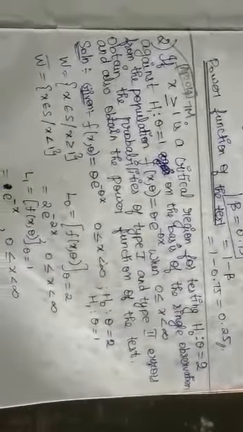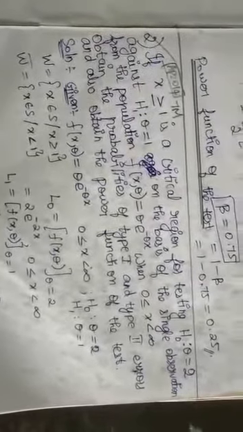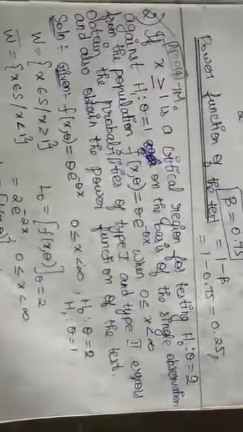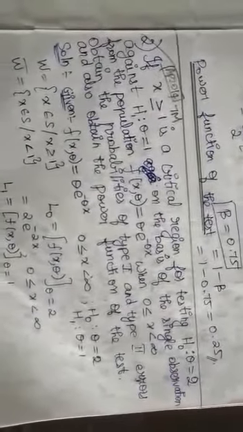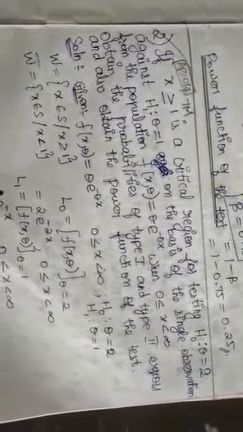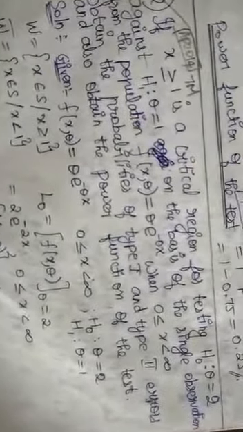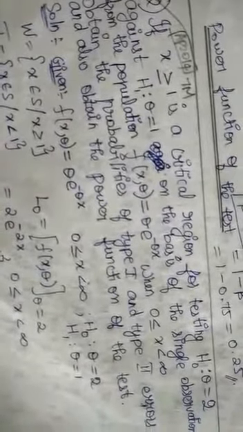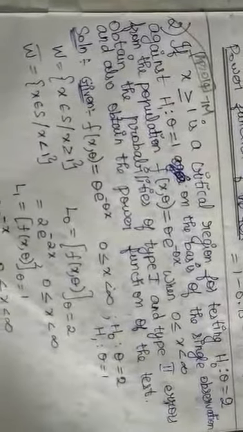So okay girls, this is the next example, number 2. This is a repeated 7-mark question on page number 7. If x is greater than or equal to 1, a critical region for testing H0: theta equal to 2 against H1: theta equal to 1 on the basis of a single observation from the population. Here f of x comma theta is given as theta e power minus theta x, for 0 less than or equal to x less than infinity.